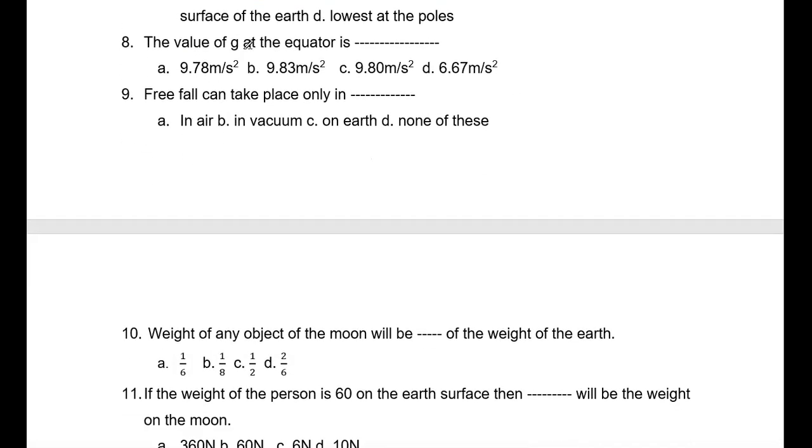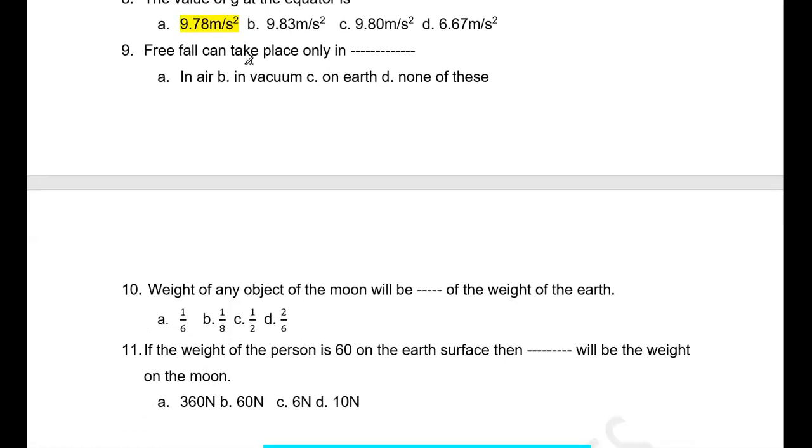Next is, the value of G at the equator is dash: 9.78 meter per second square, 9.83 meter per second square, 9.80 meter per second square, 6.67 meter per second square. It is 9.78 meter per second square. That is option A.